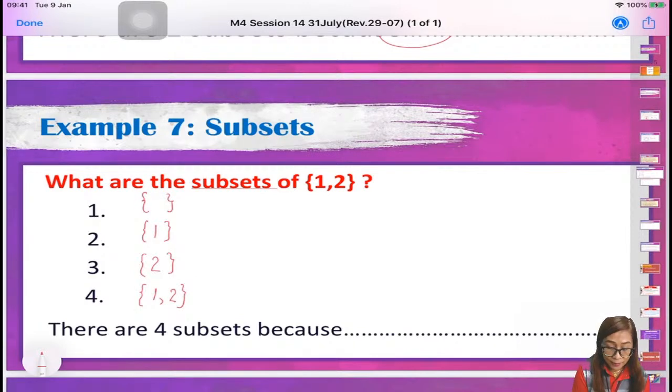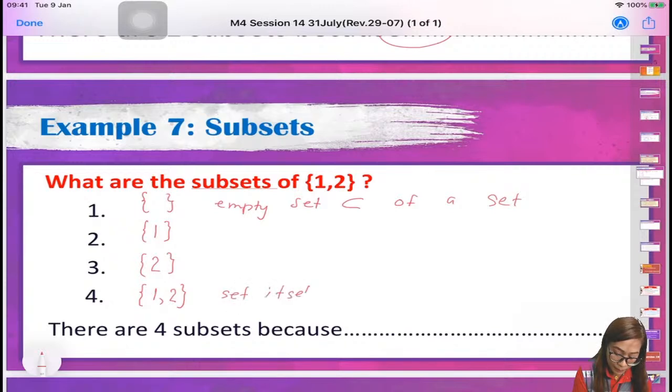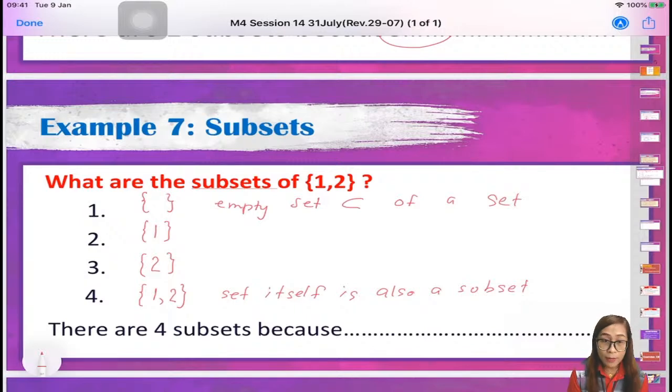or the set itself. This is the empty set. The empty set is always a subset of a given set. And this is the set itself. So the set itself is also a subset according to our notes on the previous slide: the set itself is also a subset of the given set.